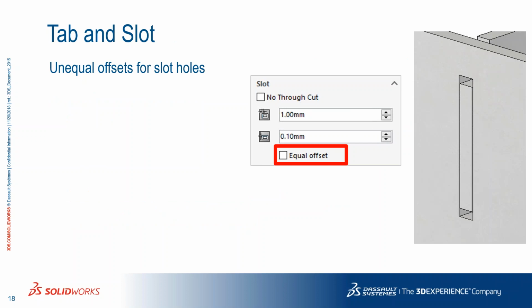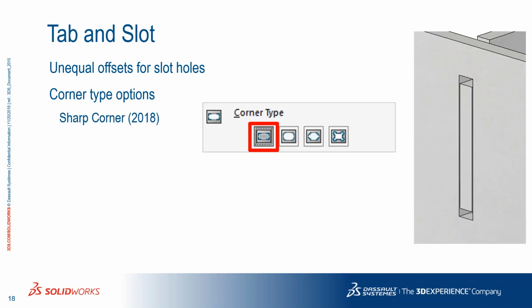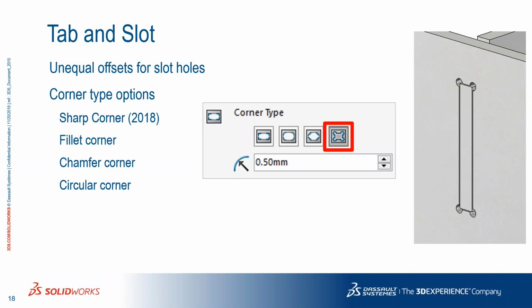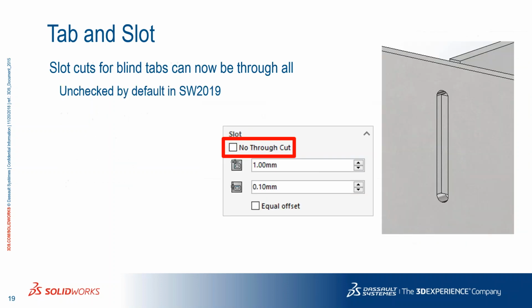Tab and slot, I'll go through this real quick. We added tab and slot a couple years ago. We've added the ability to have unequal offsets, which is something that a lot of people ask for. We've added the ability to have sharp corners, which we had before, but you can also do filleted corners. You can also do chamfered corners, circular corners, and this is one of those enhancements that a lot of people really just wanted to have.